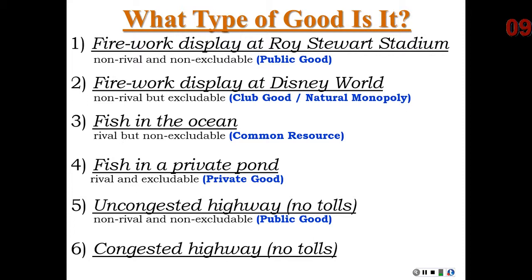Okay, what about congested highways? This is where it's a very heavily used road. You being on the road does impact other people and increases their travel time and so on. So it is rival in consumption, but there's no toll, so there's nothing preventing anyone from getting on the road. This would be a common resource because it wouldn't be excludable.